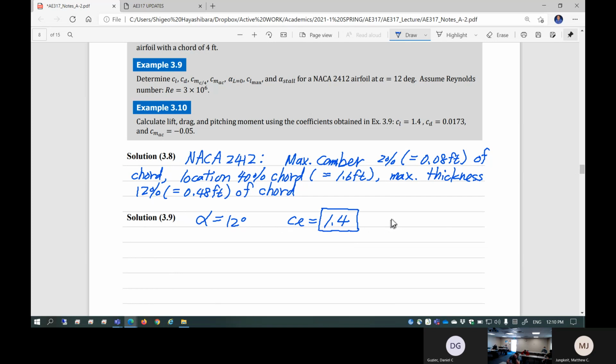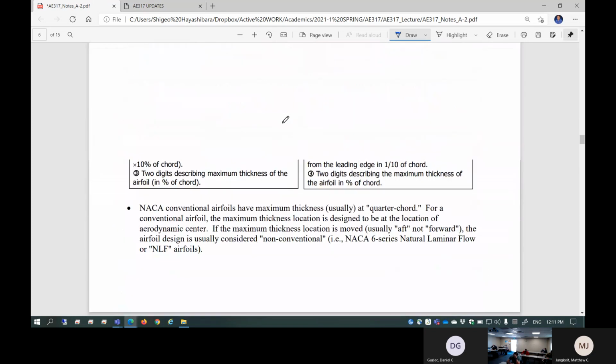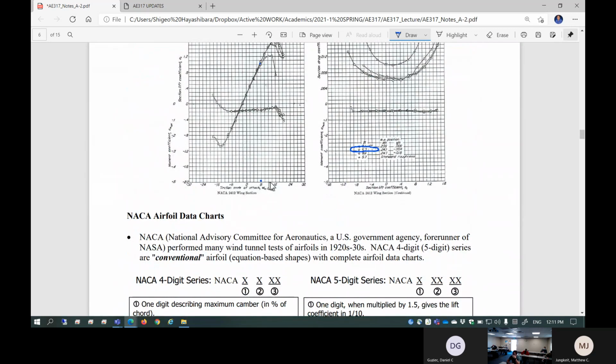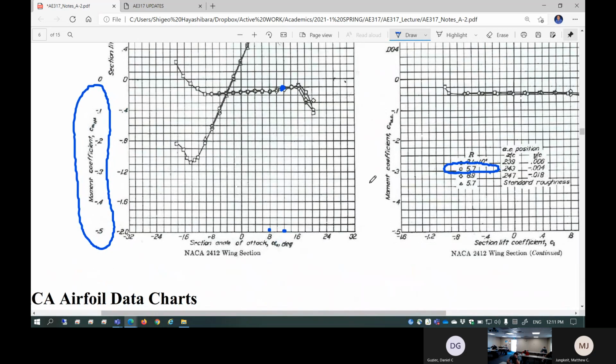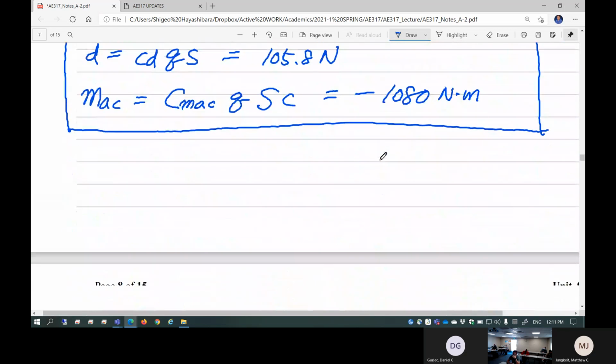And CM quarter chord. Let's just take a look. CM quarter chord at 12 degrees angle. Right here. This value. Let's be careful using this scale. Don't use the wrong scale. Negative 0.02-ish. I got negative 0.025. Negative 0.02 is fine, obviously. So this value right here, using this scale. Don't use the CL scale, though. That's a common mistake. People do that all the time.